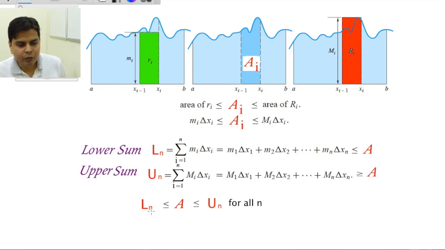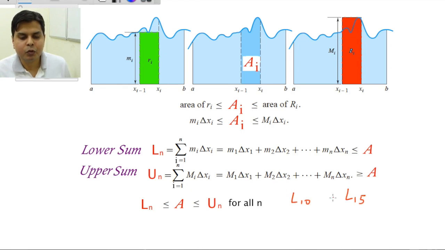Now you can say what will happen if I go on increasing my n. Suppose I have got L10, now I have got L15. So what will happen? Whether they will increase or decrease. If from L15 I go to L27, then what will happen? I will prove right now that L10 will be less than or equal to L15, and L15 will be less than or equal to L27. That is, all these L's will form a non-decreasing sequence.